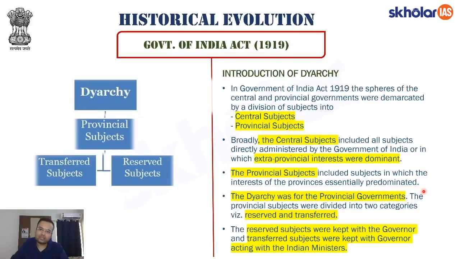As I just explained, the whole idea was that those matters which are closer to the people of the provinces need to be administered by the province itself, and that kind of subjects were being put in provincial subjects. The hierarchy was for provincial government. The provincial subjects were divided into two categories, reserved and transferred. This is where diarchy comes about. What is diarchy? Diarchy essentially means that we divide subjects into two categories, which will be called transferred subjects and reserved subjects.